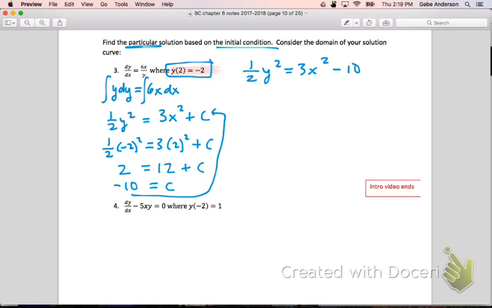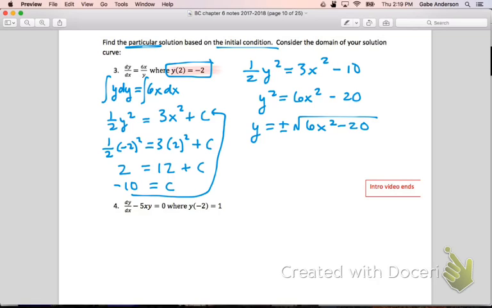My final step here is to solve for y. So I'm going to go ahead and multiply everything through by 2. That'll give me y squared is equal to 6x squared minus 20. And I'm going to square root both sides. So y equals plus or minus the square root of 6x squared minus 20. Of course, plus or minus really indicates that you have a positive y value and then a corresponding negative y value, meaning that if you include the plus as well as the minus, you actually have a non-function.